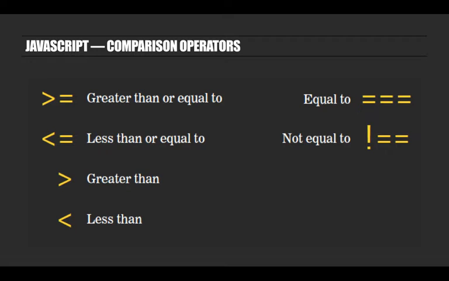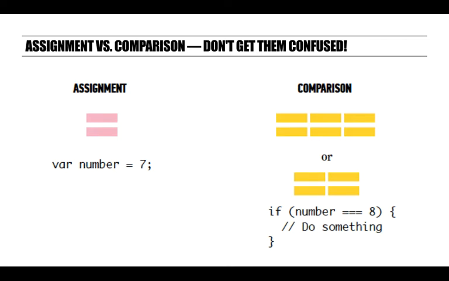And this is how you would write it in JavaScript. So again, here we're assigning a value to something. We're saying var number is equal to 7. So we're setting that value, we're assigning it a value of 7. Versus here, we're comparing something. So we're saying if number is equal to 8, then do whatever I say here.